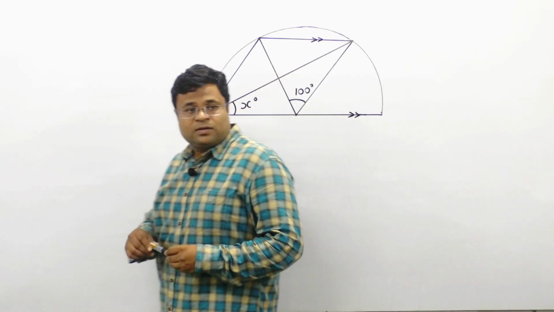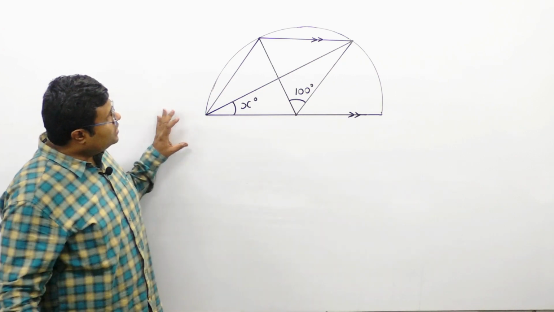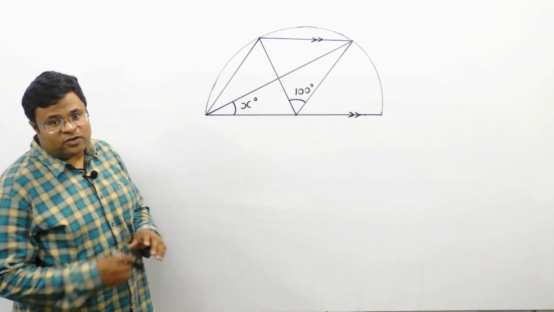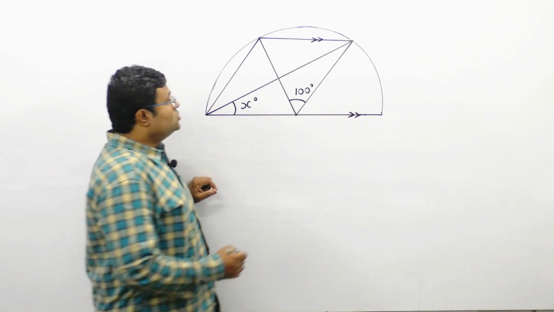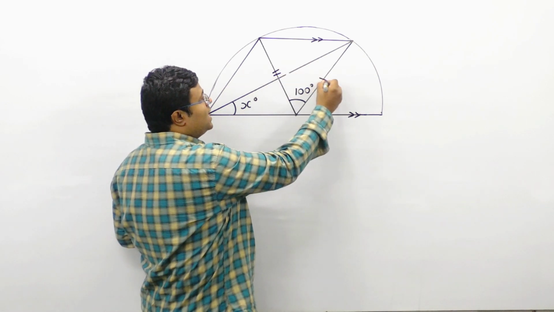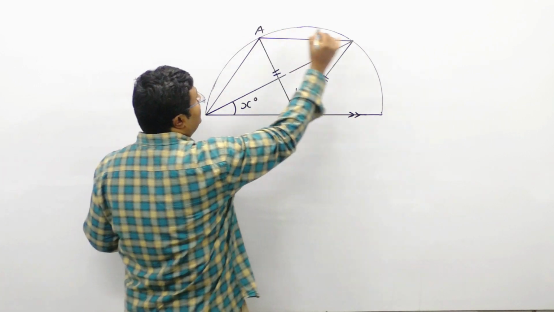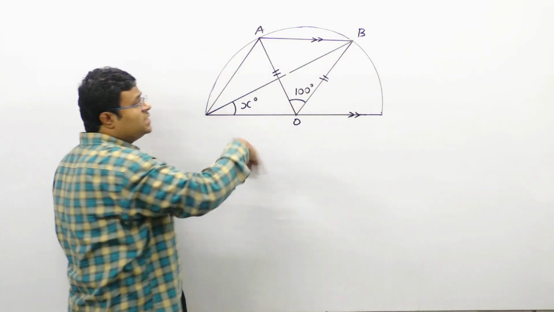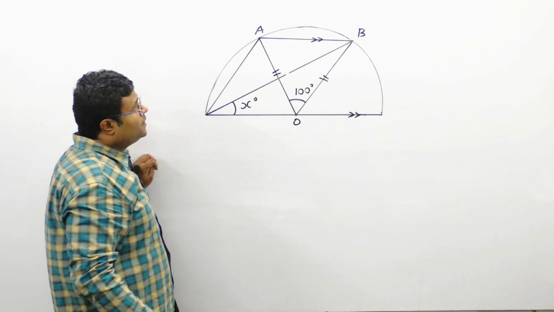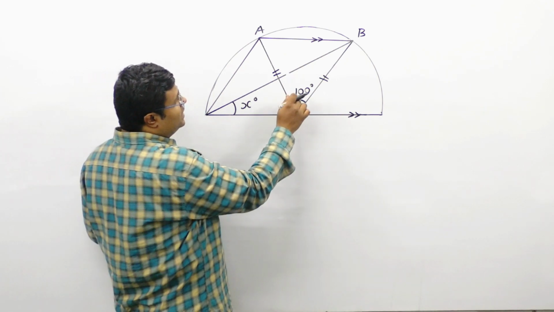See, look here. In this question, we need to find the value of x. So we will be using the fact that this is an isosceles triangle. If I mark this point as O, this as A, and this as B, this is an isosceles triangle. If this is an isosceles triangle, this angle is 100.